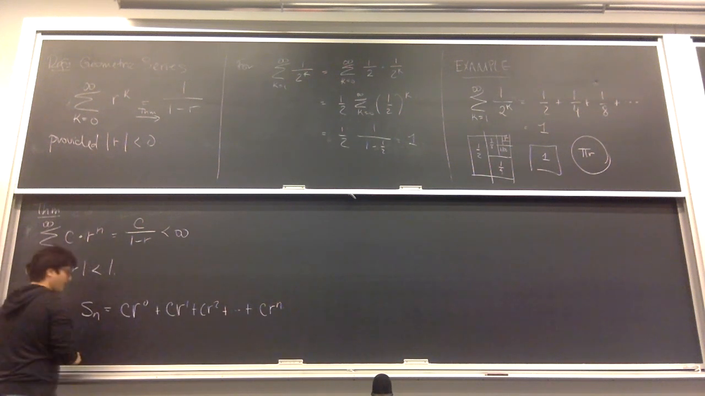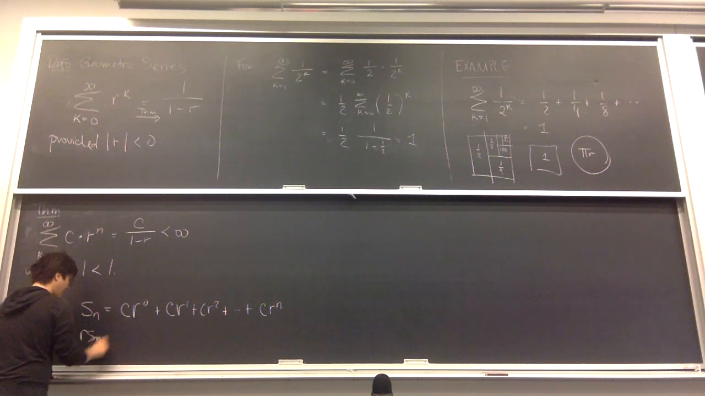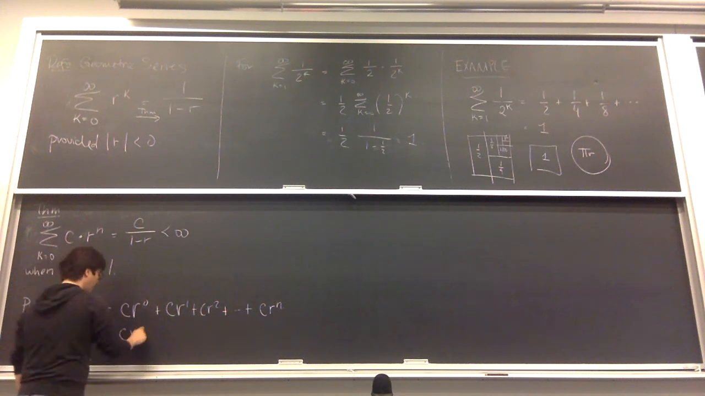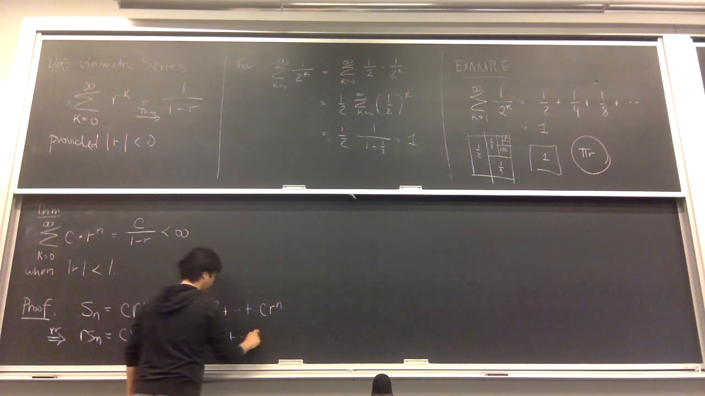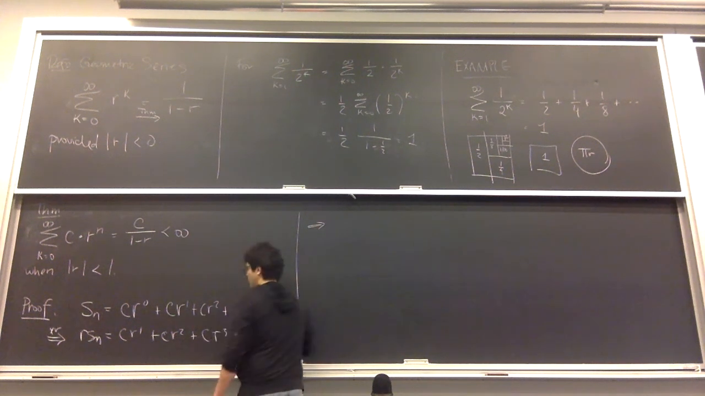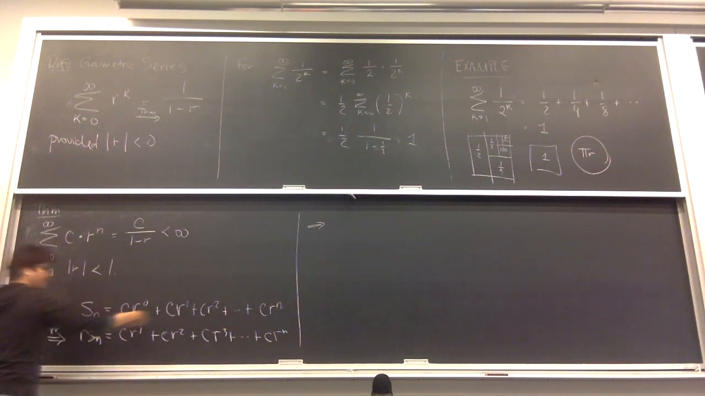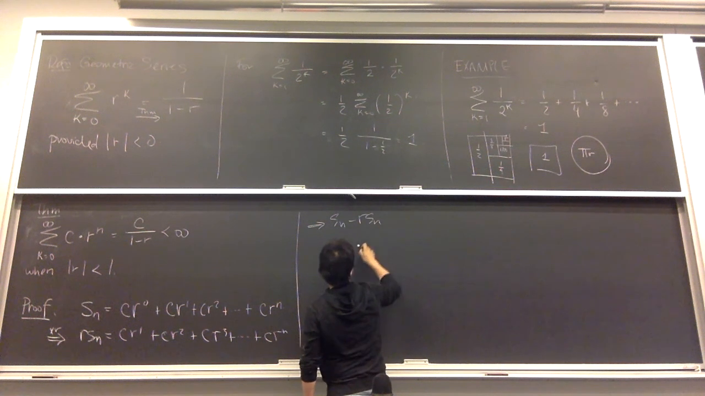Okay. Now what I can do is I can multiply both sides by r. You're going to get r Sn here. And then here, all of the exponents are just going to go up by 1. Now, so we have Sn is equal to this, and r times Sn is equal to this. What happens then if I take Sn and I subtract r times Sn? So Sn minus r Sn is equal to what?